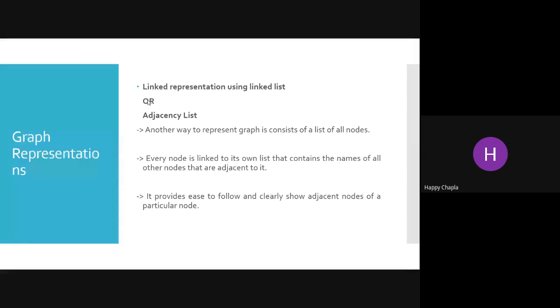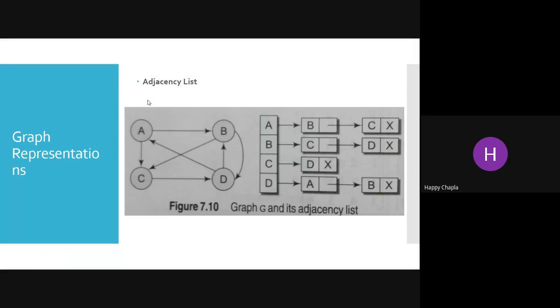Now every node is linked to its own list that contains the names of all other nodes that are adjacent to it. That means which is directly connected with that node. It provides ease to follow and clearly show the adjacent node of a particular node. Whatever nodes are present as adjacent nodes, that value we can identify from that matrix. Now here we had discussed this adjacency list.